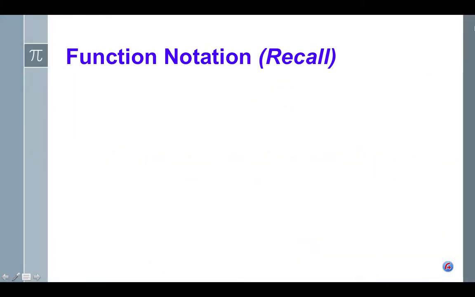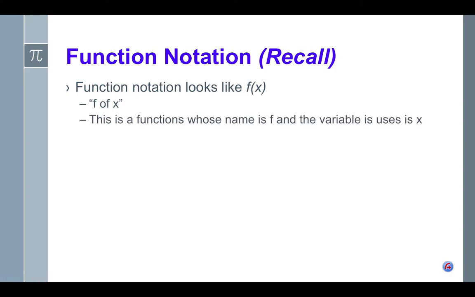So let's just take a quick minute to recall what function notation is. It looks like this little guy here that has an f with the x right there. This is f of x. This tells me that this is a function whose name is f, and the variable in the function is an x. That's essentially what that is saying, and it's a way to differentiate between different functions when you're working on the same problem. So we could have f of x, we could have g of x, we could have h of x, and all that kind of idea.